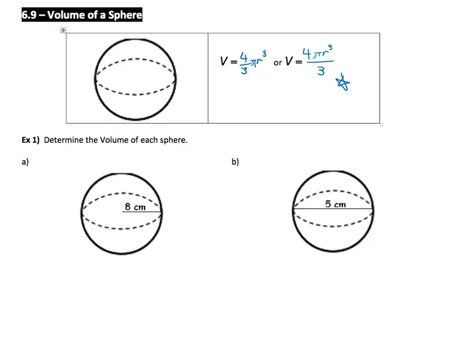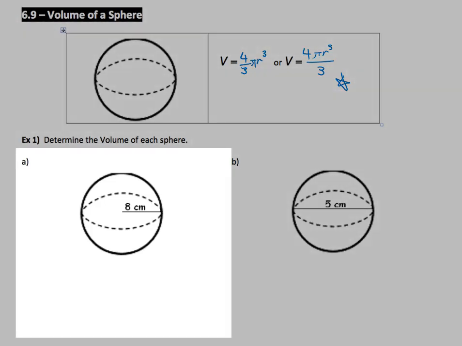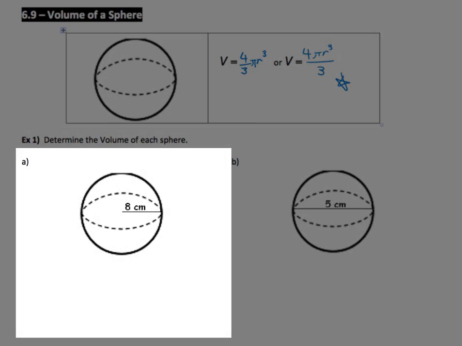All right. Going into our first example. We're just going to rewrite the formula. Volume equals 4 pi r cubed over 3. Now, we know what r is because it's given to us. It's 8. So we're just going to sub that in. 4 pi 8 to the power of 3 all over 3.